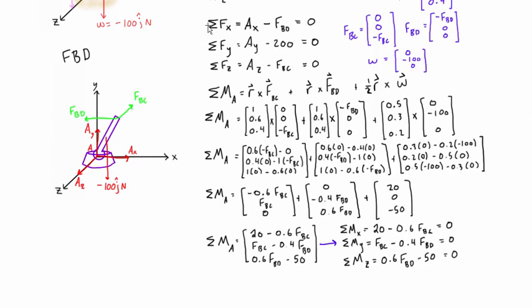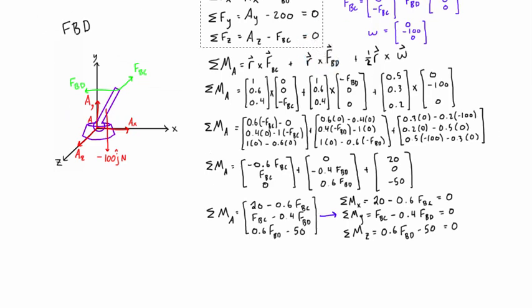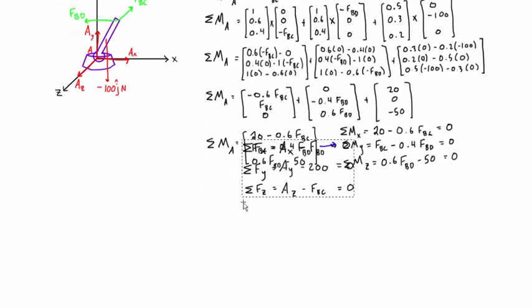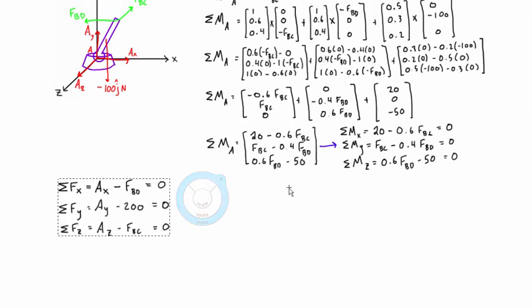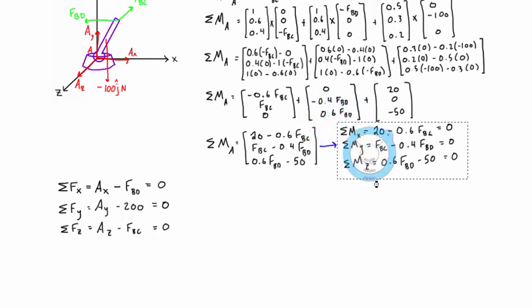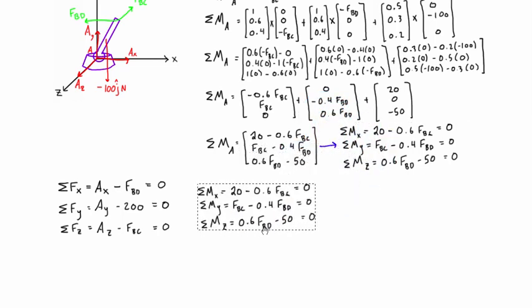So just to summarize what we found here, I'll bring this down so we don't lose it. We have our 6 equations of equilibrium. We have all of our force equations here, and then we have all of our moment equations right here. So here we have 1, 2, 3, 4, 5, 6. Those are our 6 equations of equilibrium.